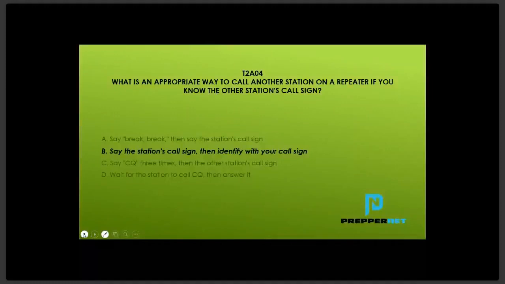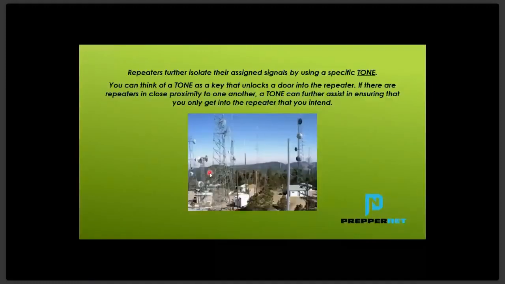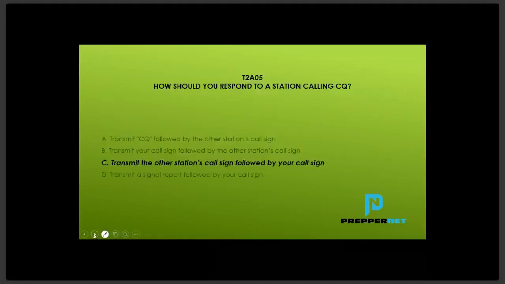And when you have a mountaintop with a bunch of repeaters on it, you need that tone. It's very possible that there may be more than one repeater in this area that uses the exact same frequency, but the unique tone that it is set for is only going to open up the intended repeater while the other one remains closed, even if they are set to the same frequency.